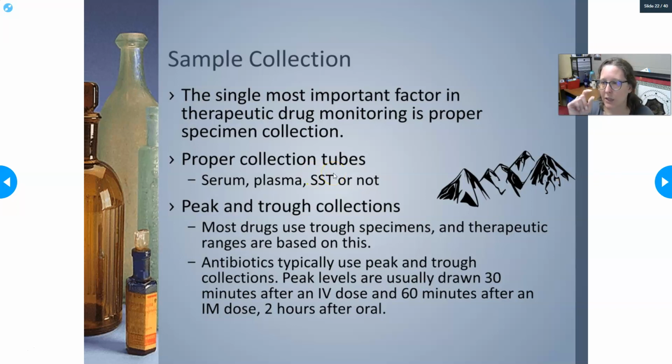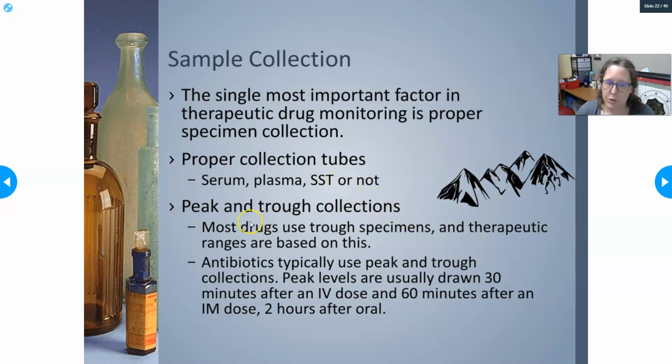They have the gel at the bottom of the tube, and then you put the blood in, and when you spin the tube, the gel moves on top of the cells, and it separates the cells from the serum or the plasma. The problem with that is that there are some drugs that can be trapped in the SST, and then they would yield a falsely decreased result if you use an SST tube when you were not supposed to.